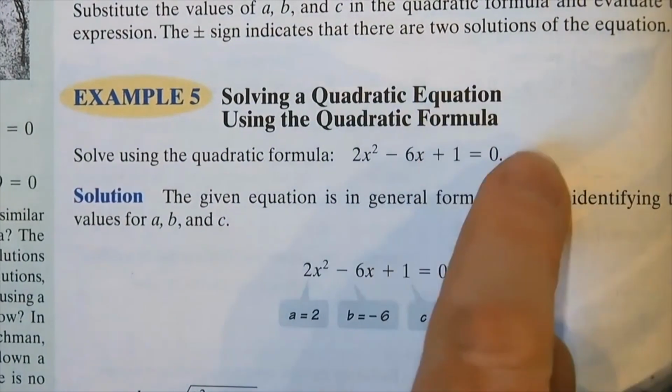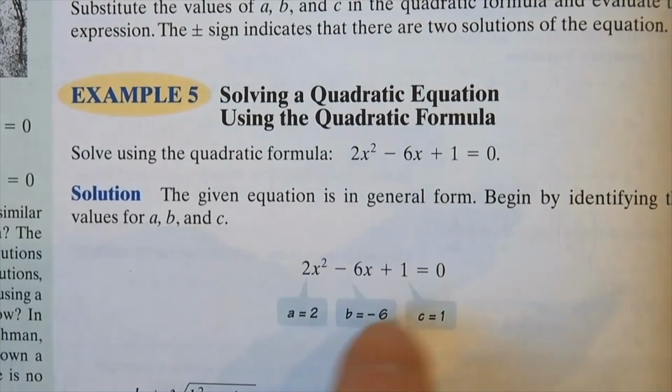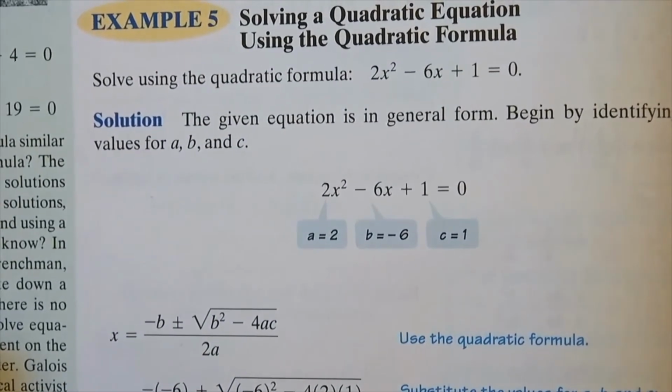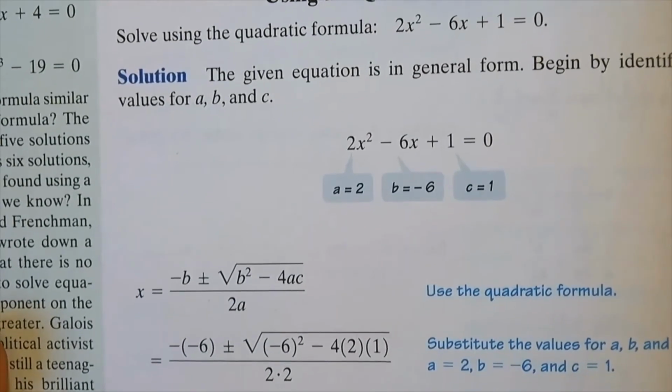Sometimes you'll see something on the wrong side, like the ones over here, and you have to bring it over. So there's A, there's B, and there's C. And we're going to put it in the quadratic formula. So we've got to plug all these in, right? Okay, so I'm going to work it out on paper here.